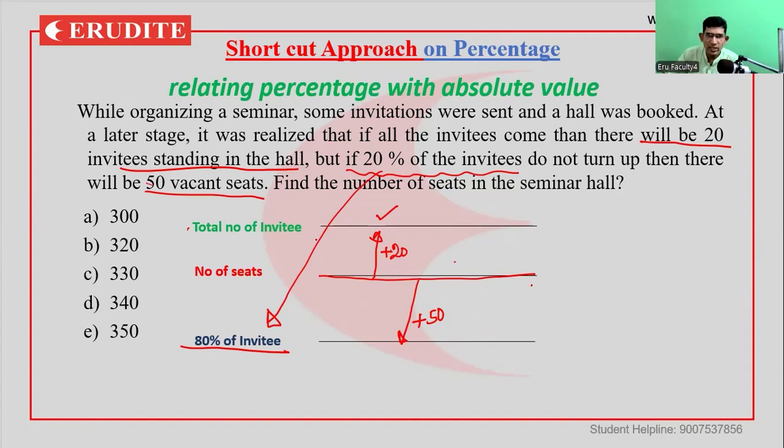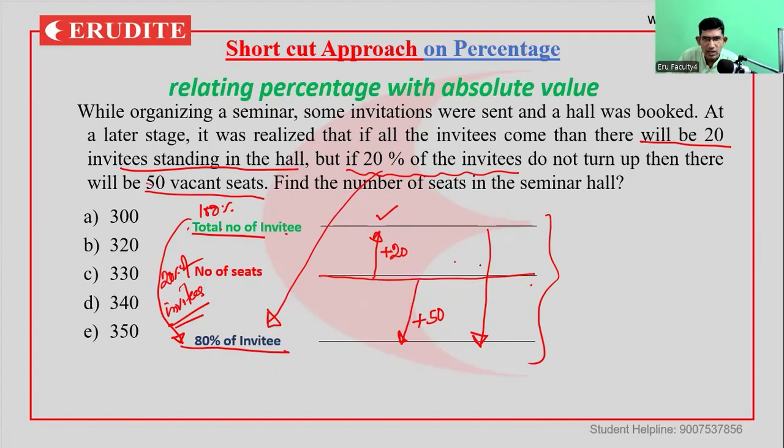So now if I compare, what I can say is, the total number of invitees means 100% of invitees. And here, if 80% of invitees come, then what is the difference? 100% invitees and 80% of invitees. So the difference is 20% of invitees. There is a percentage difference. And what is the absolute difference in the number of seats? Here it is plus 50 and here the difference is plus 20. That means overall the difference will be 70 seats.